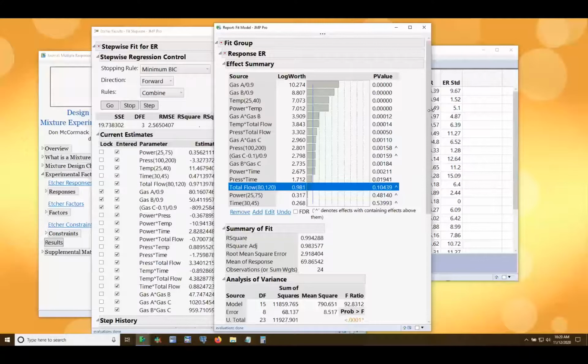So that's what I have. Hopefully, if you're new to mixture designs, this has given you a nice taste and feel for how you would set up a mixture design when you have mixture and non-mixture components.